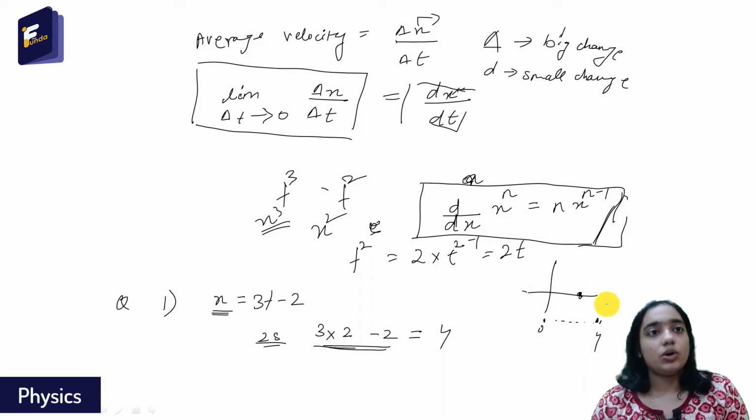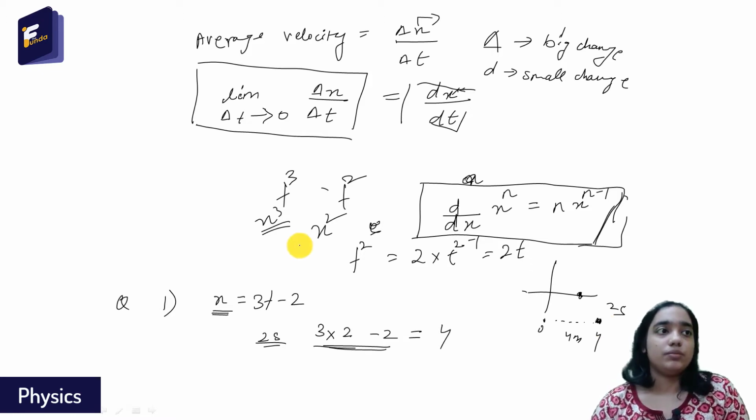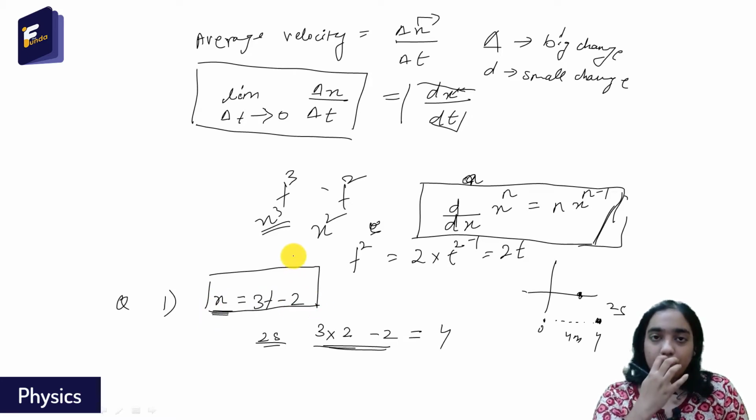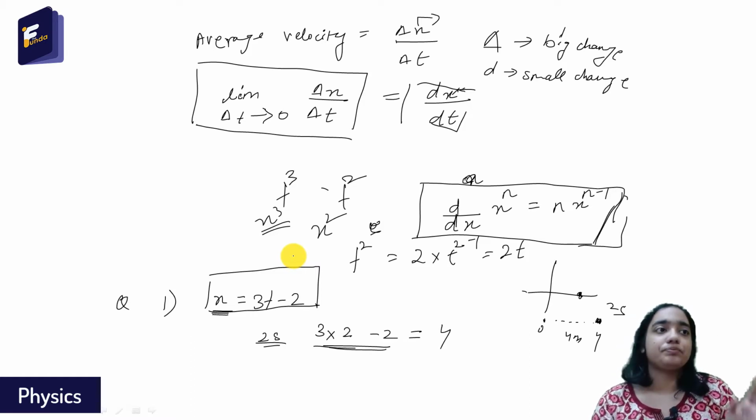So at t equal to 2 seconds, the particle will be here, on the right side of the origin and 4 meters from the origin. This is the meaning of this whole equation: the position as a function of time. So this is how we write the position as a function of time in physics.